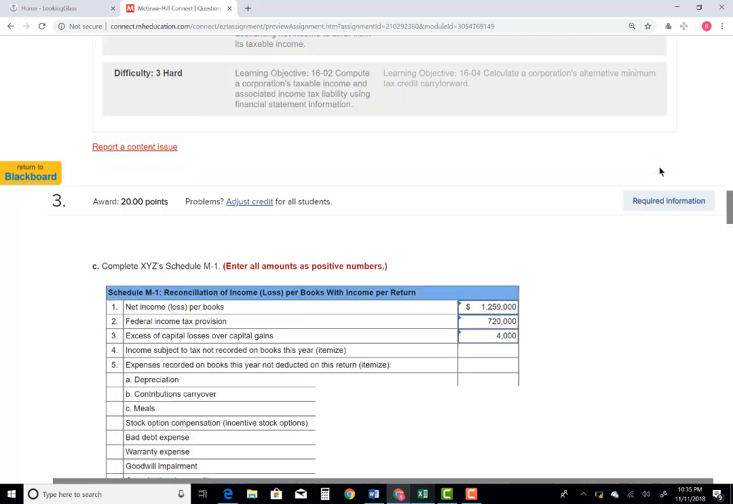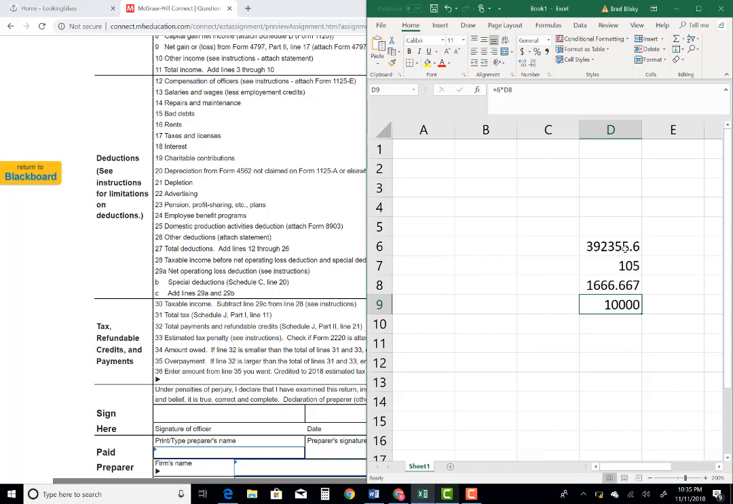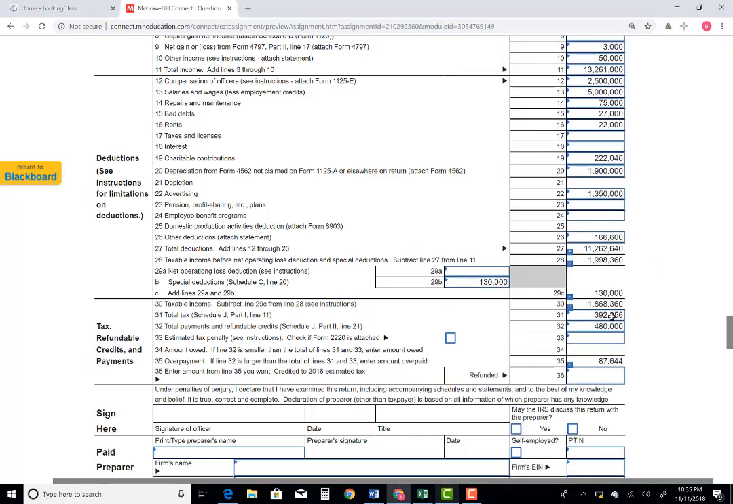And notice if we scroll down to the tax return, we see that's the amount we actually pay taxes on. The total tax is just that amount times 21%. So if you take the total amount times 21%, you get 392,355, which is what you have right there. So that 21% rate is the average tax rate you'd have for a company of this size. And notice we paid $480,000 in taxes throughout the year.